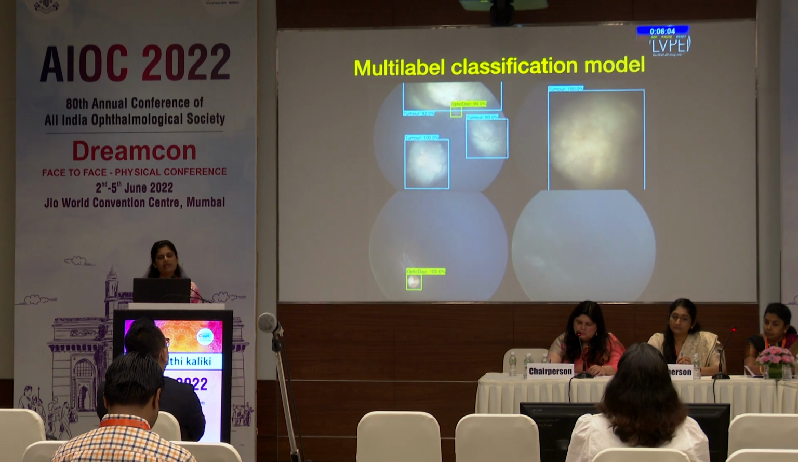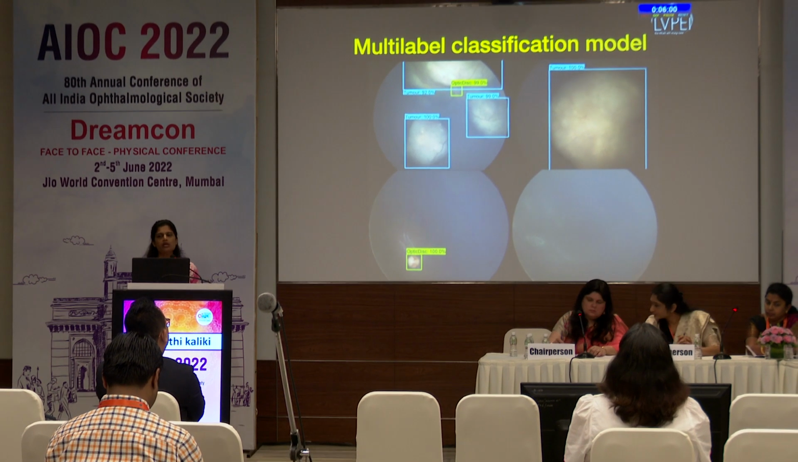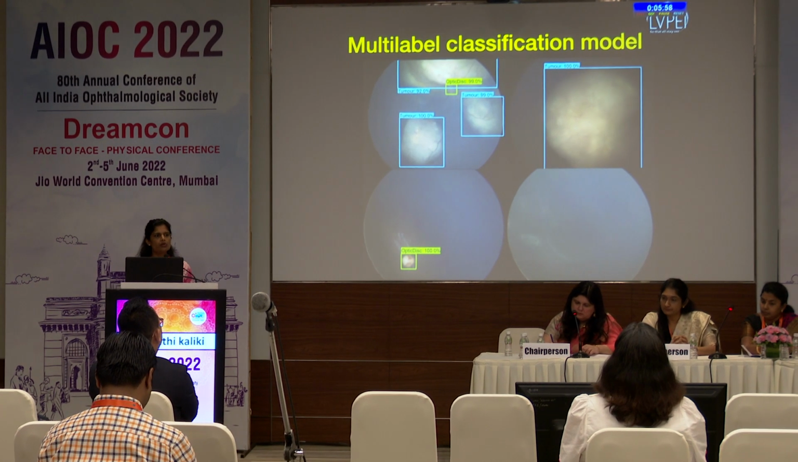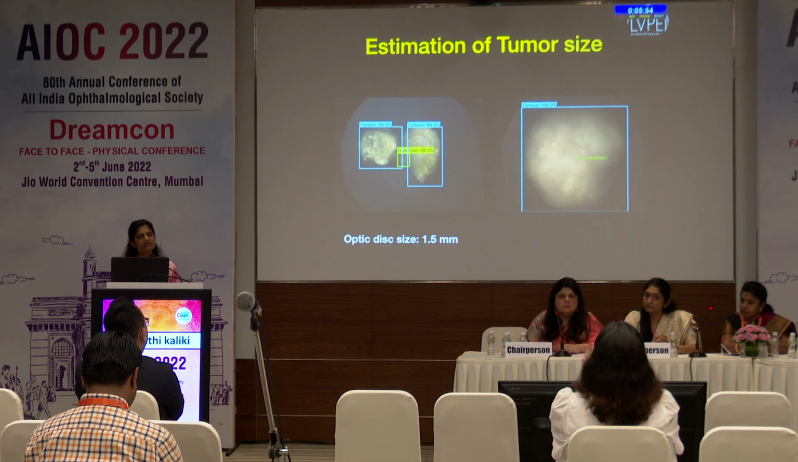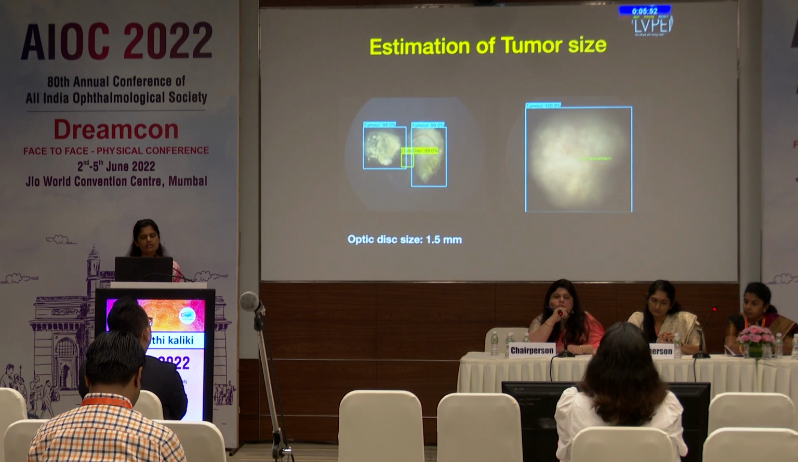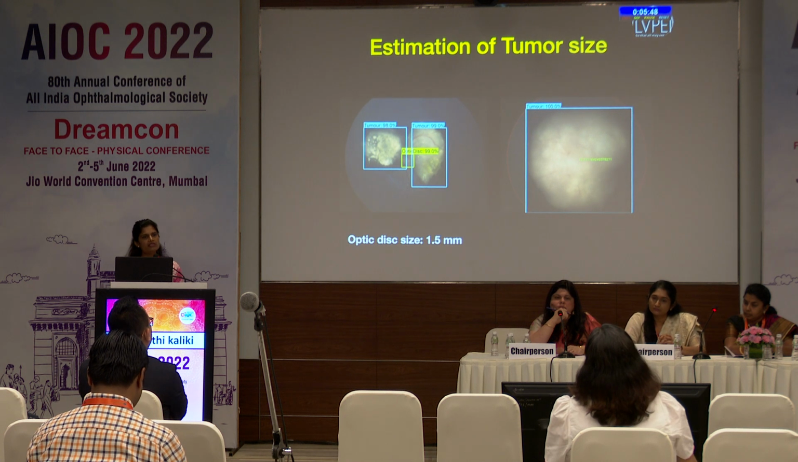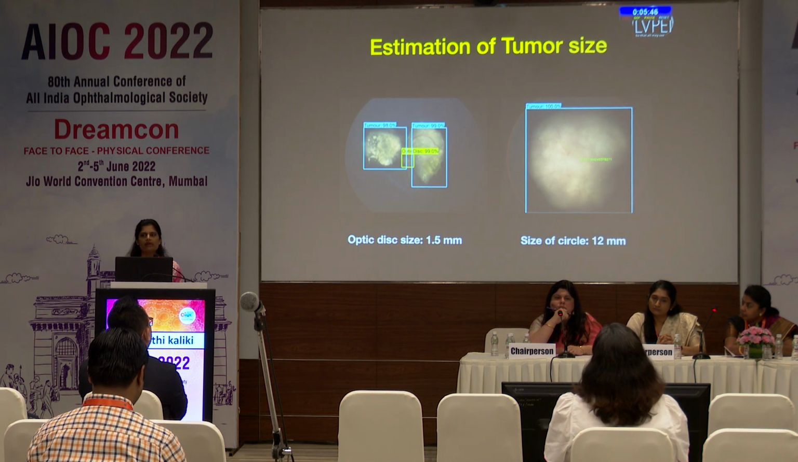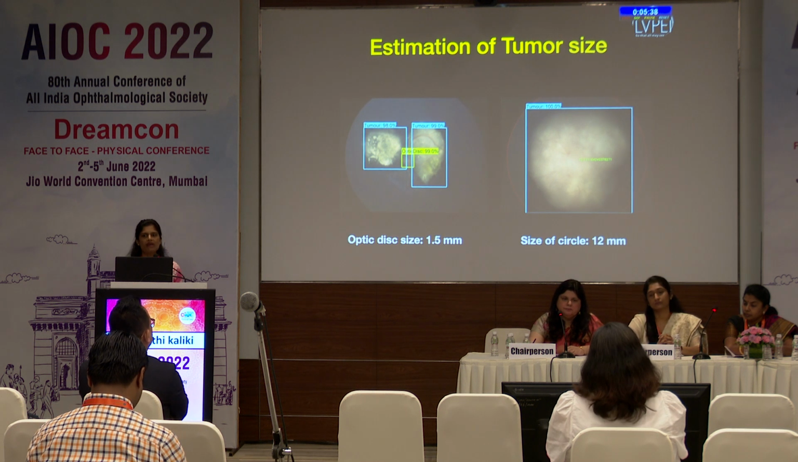Now, a multi-label classification model was used for identification of the optic disc and tumor, where it can identify the tumor or optic disc by a bounding box with confidence interval. Whenever the optic disc was seen, the machine was taught that the optic disc size is 1.5 millimeters, so the tumor size was calculated accordingly. Whenever the optic disc was not seen, the machine was taught that the circle within which the image is there measures approximately 12 millimeters, and the size was calculated accordingly.